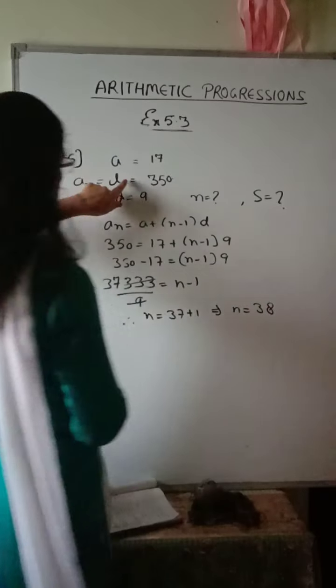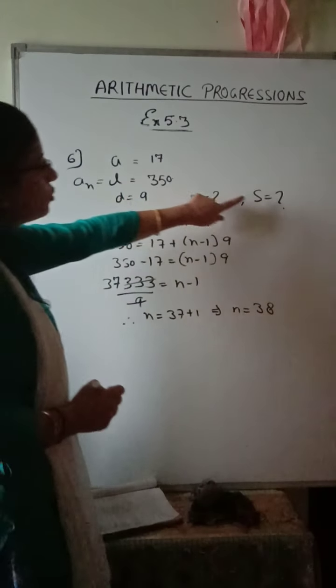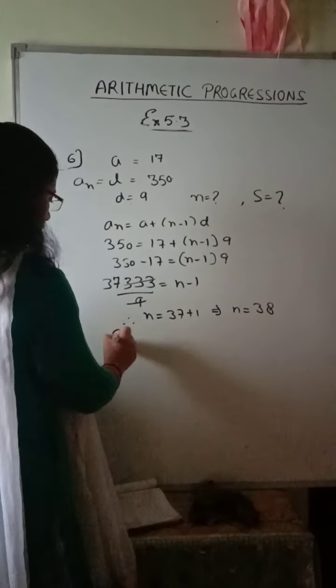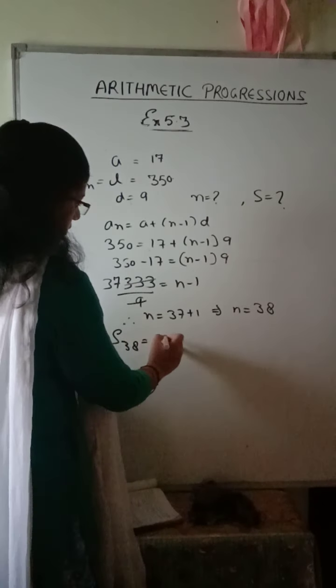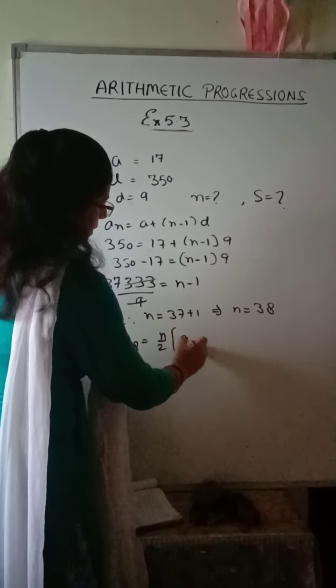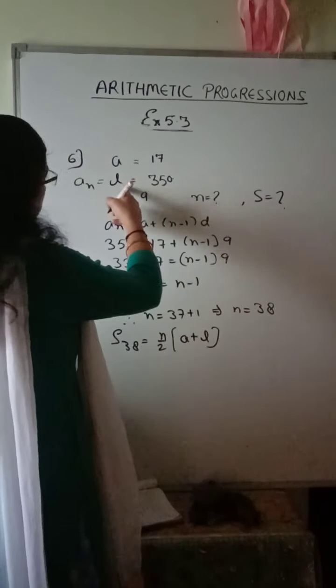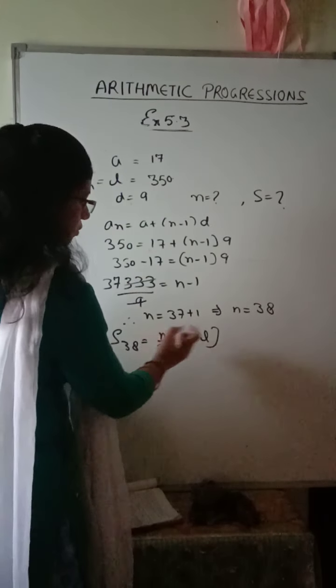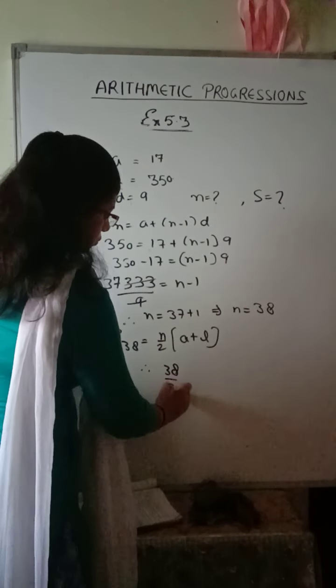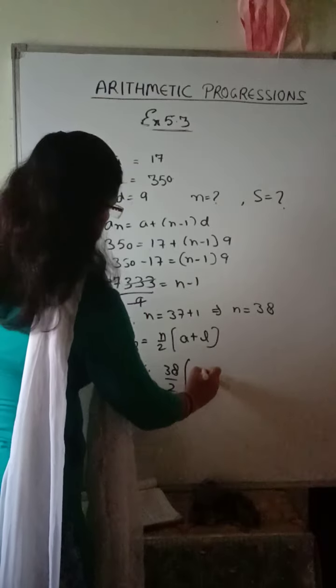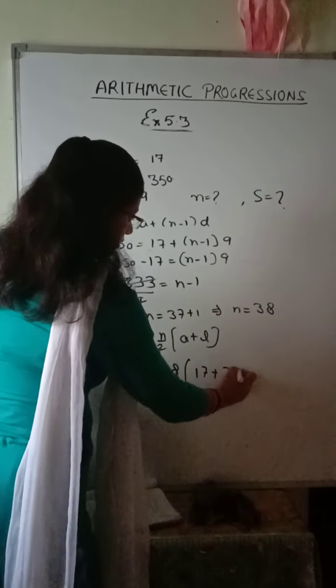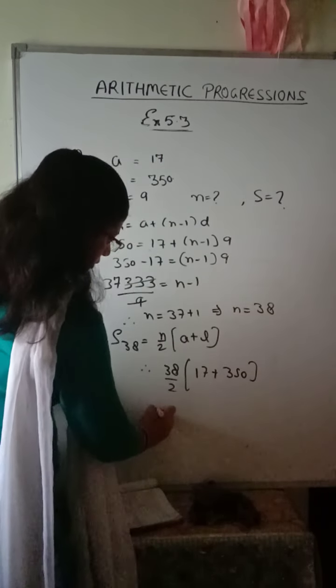So our n has been found. Now we want S. Therefore sum of 38 terms equals n by 2 times A plus L, using that formula because we have been given L. So n we have found, 38 upon 2 times A 17 plus L 350. So what will we get? 19.